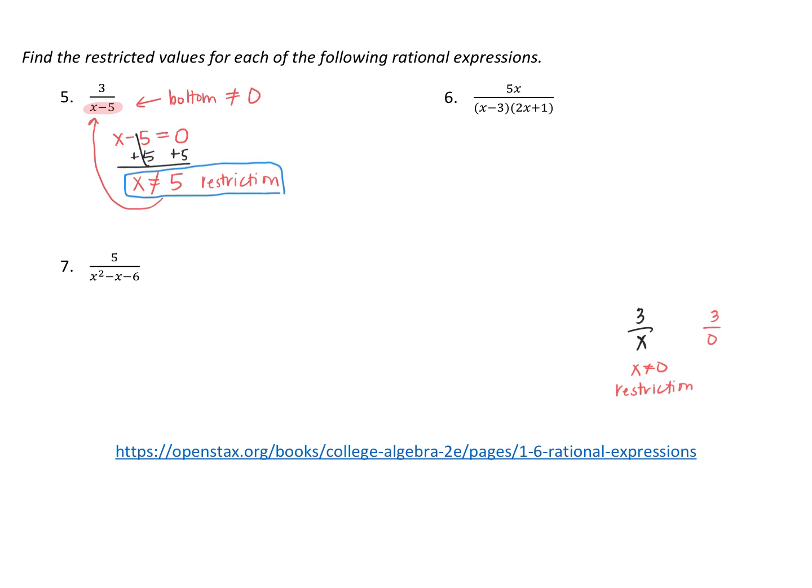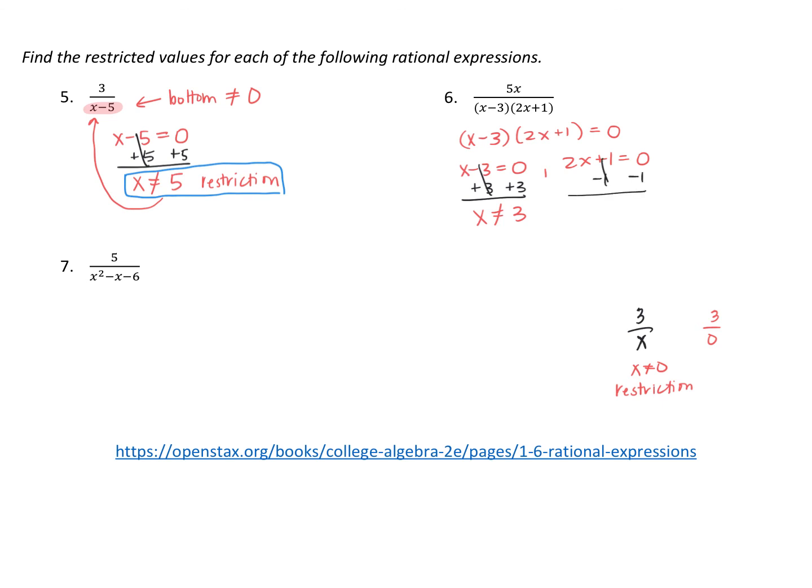So find the restricted values. The restricted value here is 5. So x cannot be 5. Number 6, set the denominator equal to 0 and solve. So since I have 2 factors in the denominator, that means I'm going to have 2 restrictions. So x minus 3 equals 0 will lead to my first restriction, and 2x plus 1 equals 0 will lead to my second restriction. So when I add 3 to both sides here, I will get x equals 3. So x cannot be 3 because that would make the bottom 0.